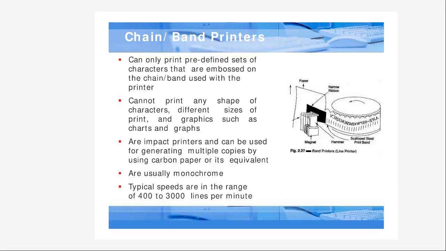Yes, we are calling this printer an impact printer. Why? Because we are using hammer striking here also. It can be used for generating multiple copies by using carbon paper or its equivalent. So if you want to create multiple copies of the same document, we must use carbon paper. They are usually monochrome, meaning this printer is also used for black and white, and typical speeds are in the range of 400 to 3000 lines per minute.